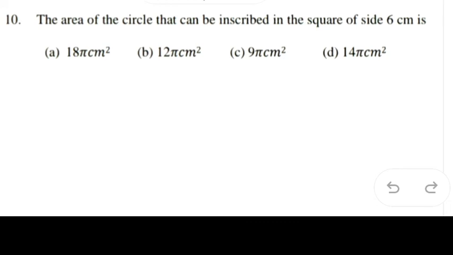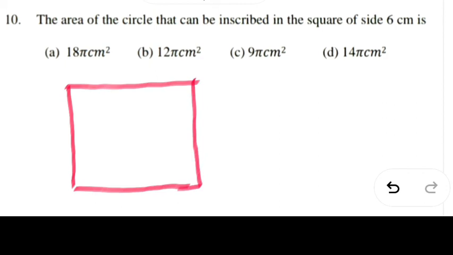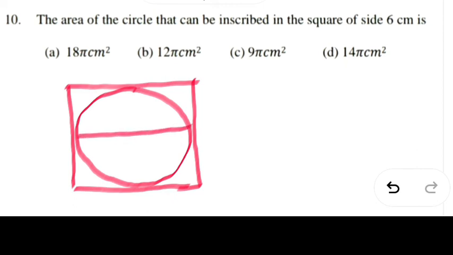The question, the area of the circle that can be inscribed in a square of side 6 cm is. Suppose this is a square. One circle is inscribed in a square. So its diameter will be equal to 6. Diameter is 6, meaning its radius is 3.